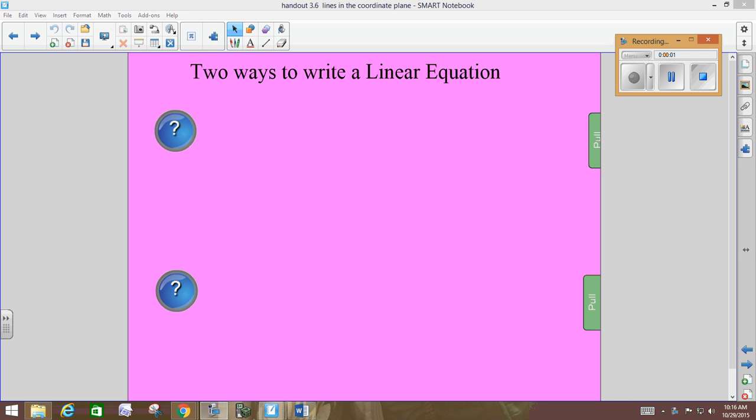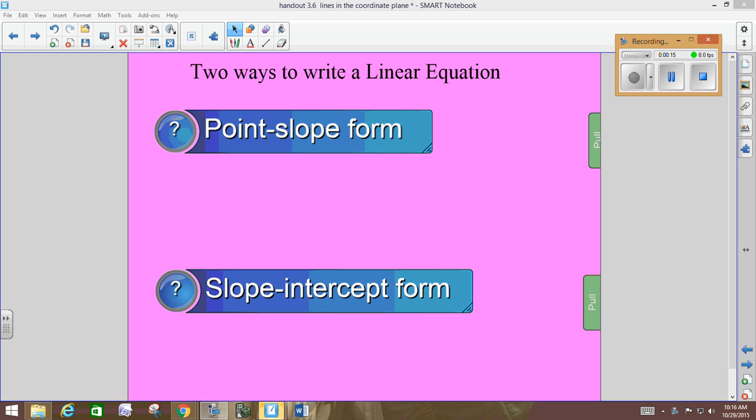Notes in the top margin, you have to take a couple bits of notes above number 4, okay? There are two ways to write the equation of a line. One way is called point slope form. The other way is slope intercept form. So you want to write those at the top of the margin above number 4. These are the two ways to write the equation of a line.